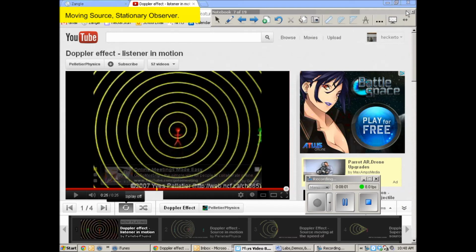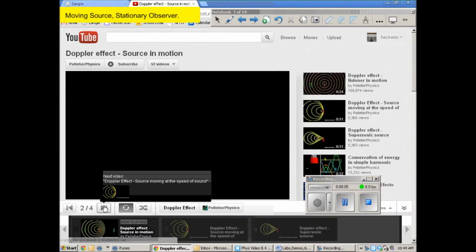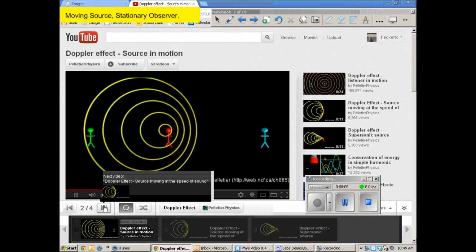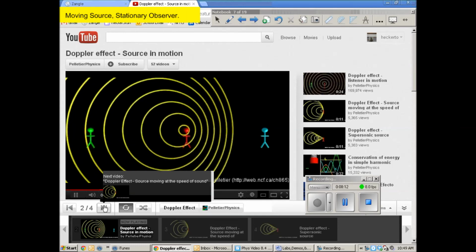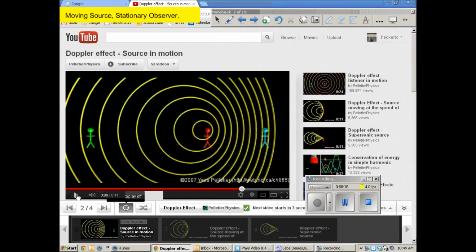All right, so our source is going to create the same waves, but now he's moving. And look what the waves do. Since he's moving to the right, the waves are closer together, right? Let me pause this here for a second. So look what's happening. All right, so in front of him, right here, the waves are very close together, right?